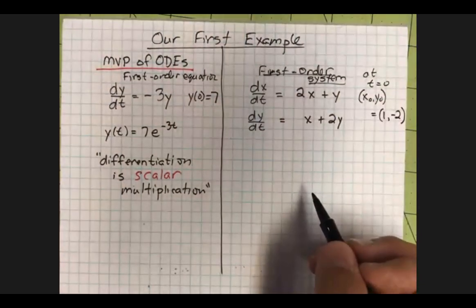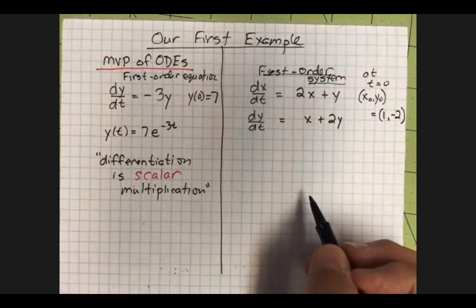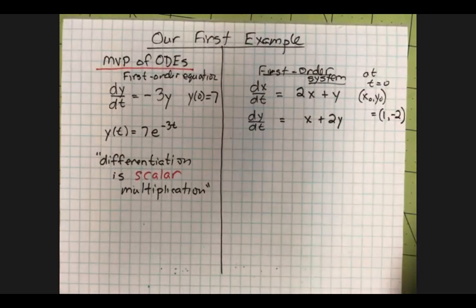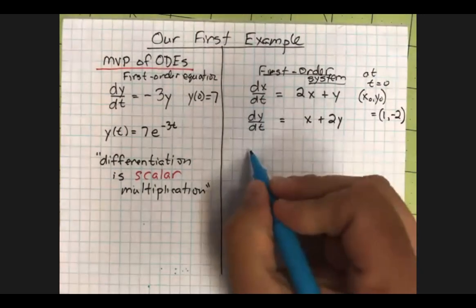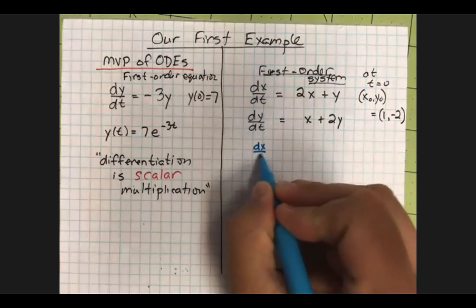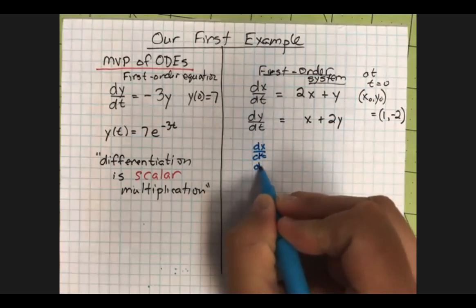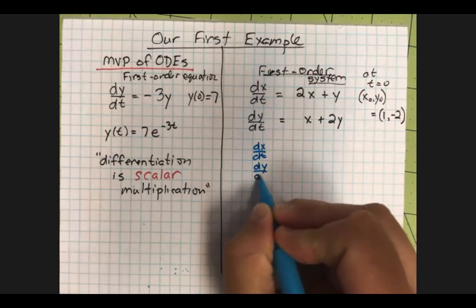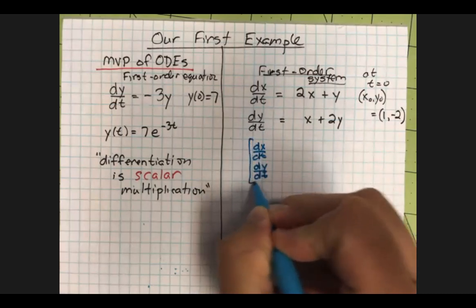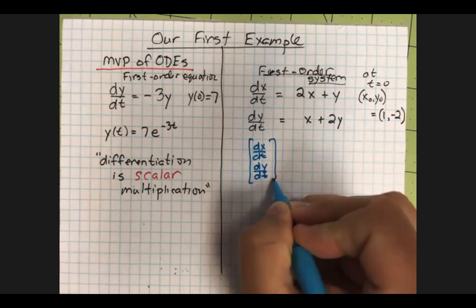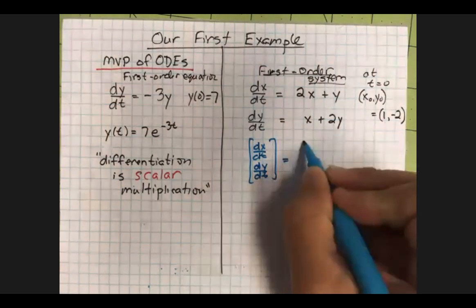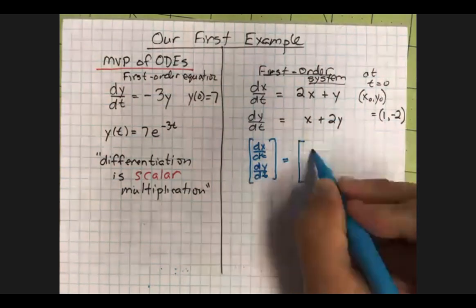But I want to use my matrix transforming powers. So what I'm going to do is slowly rewrite this as dx/dt, dy/dt. Pretty soon I'm just going to write x prime, y prime. Save myself some trouble writing, right? Equals 2x plus y, x plus 2y.